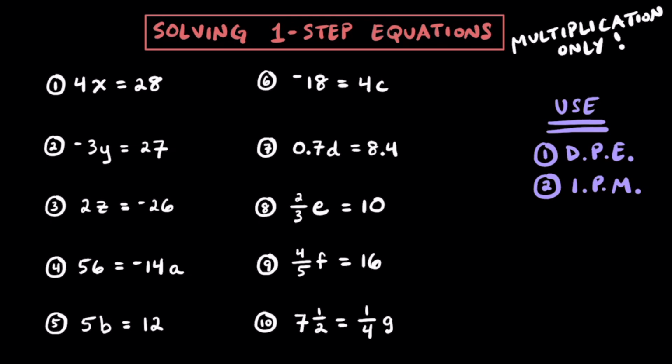Between each of the coefficients and the variables, there's an invisible multiplication symbol. Here's where they are. In all 10 of these examples, we'll start by dividing both sides of the equation by a given number, and then we'll use the identity property of multiplication and drop the 1.